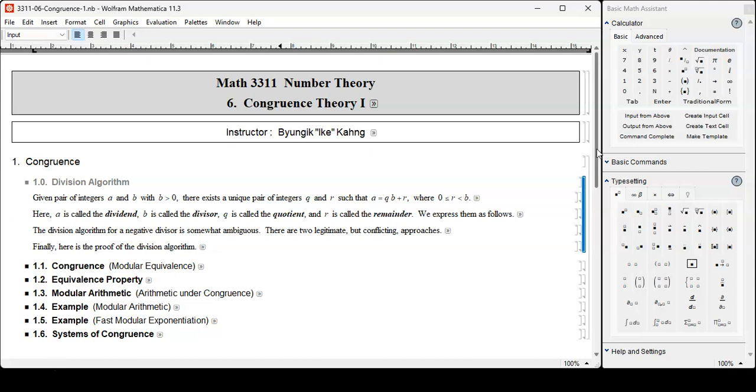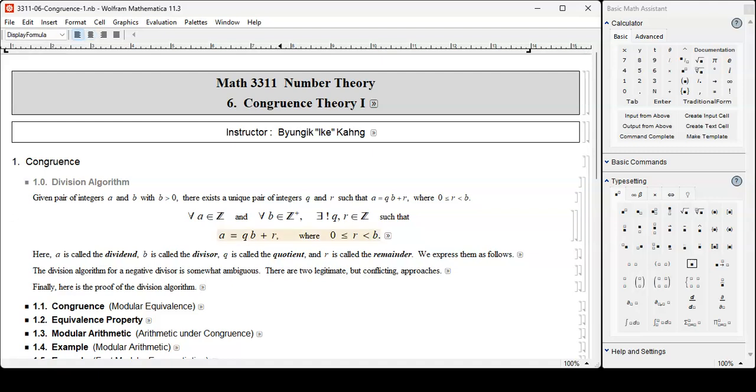all over again, and the starting point is the division algorithm. Given a pair of integers a and b where the divisor b is strictly greater than 0, there exists a unique pair of integers q and r, which we call the quotient and remainder, such that a is qb plus r, where r is greater than or equal to 0 and strictly less than b.